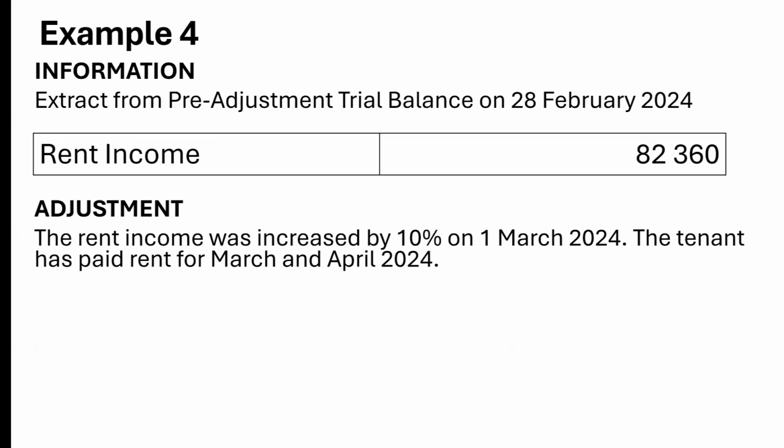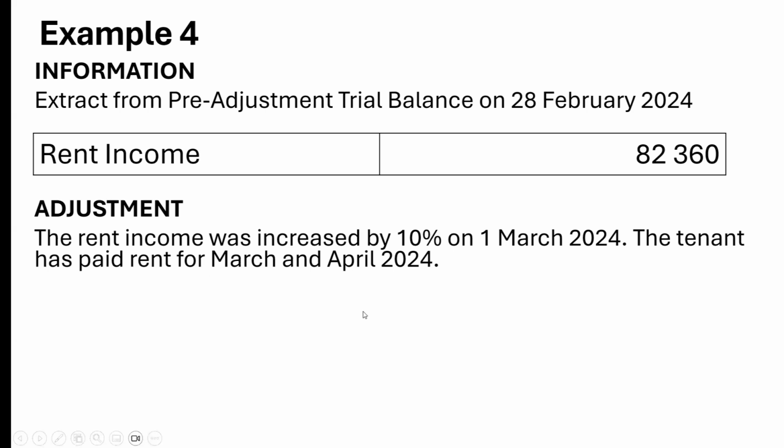Now, our last example is the most difficult. These examples, you can get any of them, any of these type of transactions or adjustments up to the end of grade 12. So this is applicable for grade 10 to grade 12. So the last one, it says, my pre-adjustment trial balance states there's rent income of 82,360. Then it says the rent income has increased by 10% on 1 March 2024. The tenant has paid the rent for March and April.